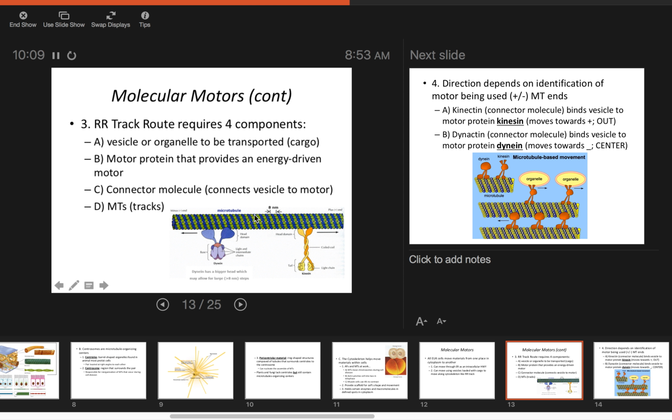So what's moving the package or the cargo, if you will? Well, you kind of need these molecular motors. So down here we have kinesin and dynein, and these are our molecular motors that move organelles or vesicles along the microtubule. So the vesicle or organelle has to be transported. That's your cargo. You have a motor protein. It does need to use some energy, so a lot of times ATP or another form of energy is involved. You need a connector molecule that connects the vesicle to the motor, okay? And then finally you need your railroad track, which is the microtubule.